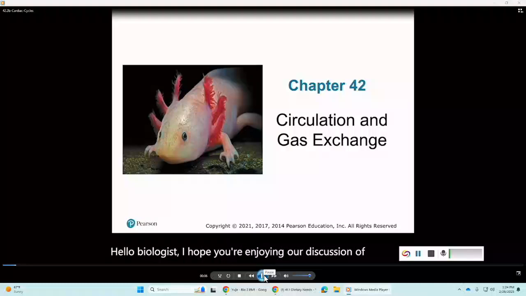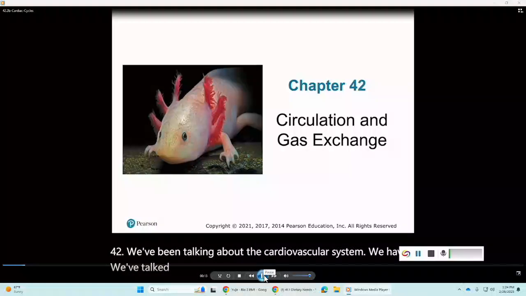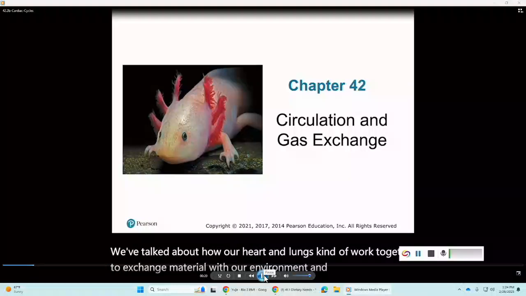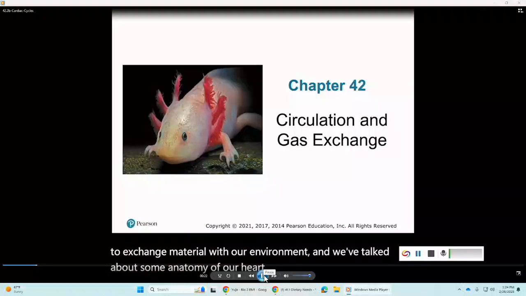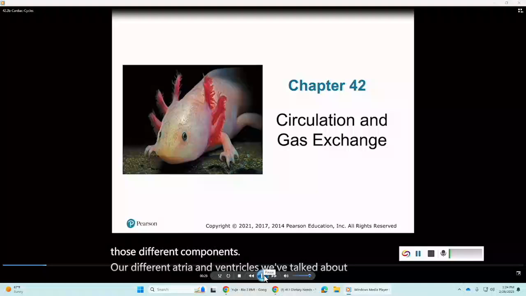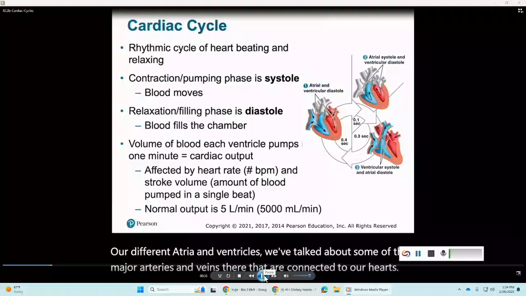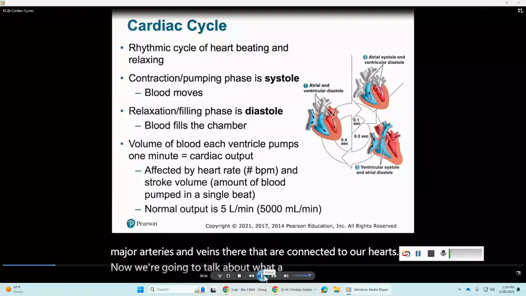Biologists, I hope you're enjoying our discussion of Chapter 42. We've been talking about the cardiovascular system. We've talked about how our heart and lungs work together to exchange material with our environment. And we've talked about some anatomy of our heart, some of our valves, our different atria and ventricles. We've talked about some of the major arteries and veins that are connected to our hearts. Now we're going to talk about what a cardiac cycle is.